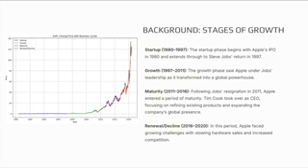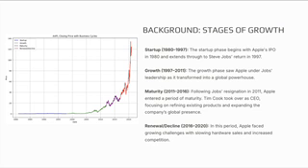Then came the growth stage from 1997 to 2011. During this time, Apple grew rapidly, launching iconic products like the iMac, iPod, iPhone, and iPad. Those products transformed multiple industries and made Apple a global technology leader.